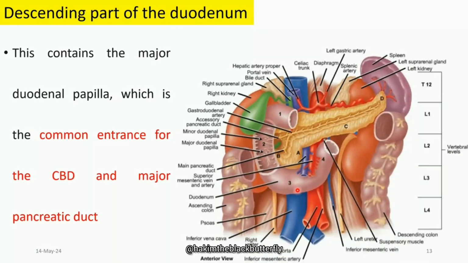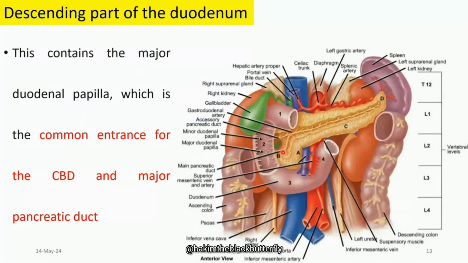The descending part, which is the second part, has a few important features. You can see that it's the entrance, a common entrance, for the common bile duct and the main pancreatic duct.